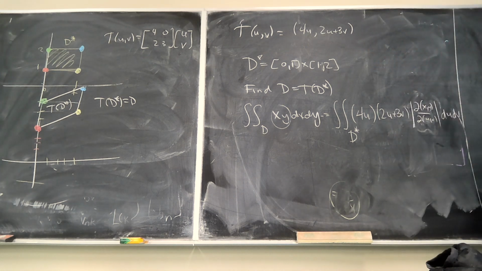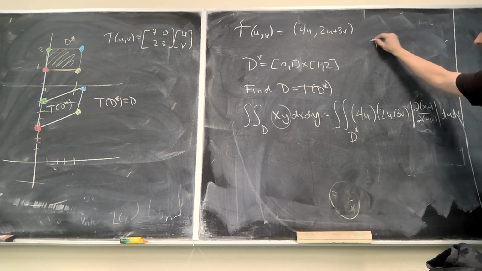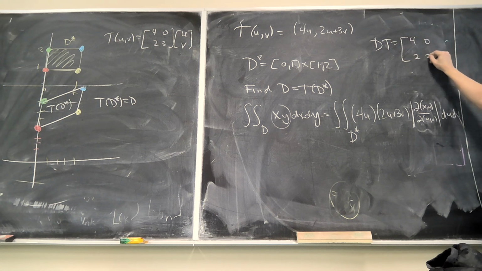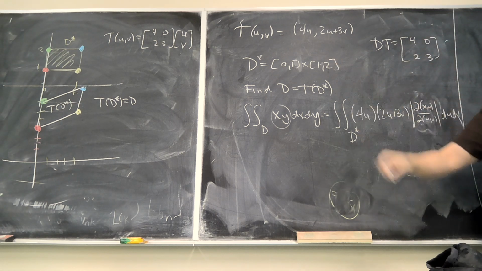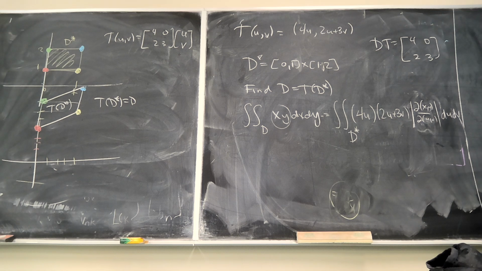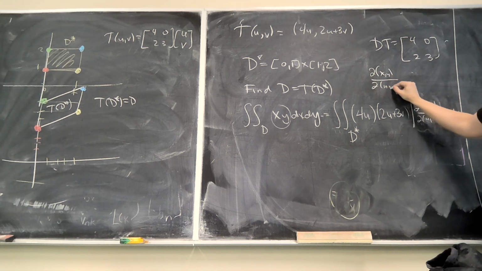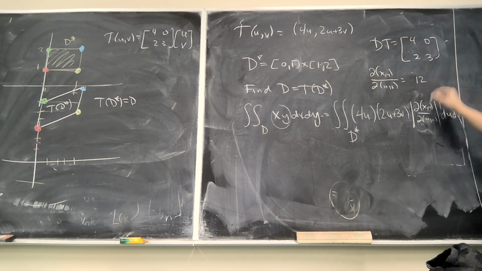So what is that in this case? DT is equal to 4, 0, 2, 3, the literal matrix I wrote down right there. I think that's true. And the determinant of that, dxy over duv, I think is just equal to 12.